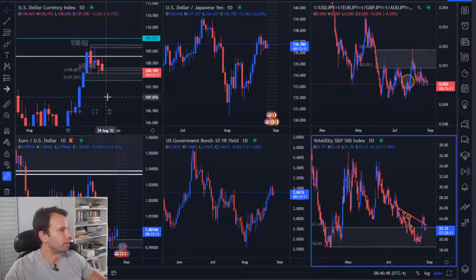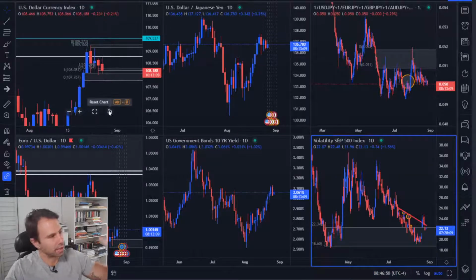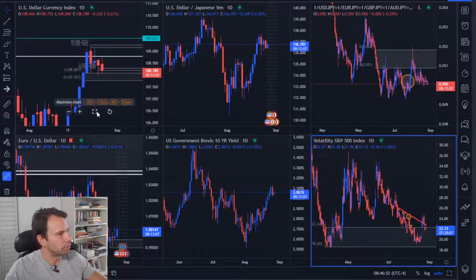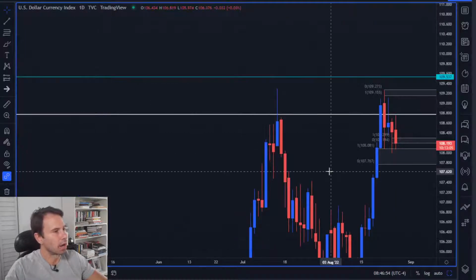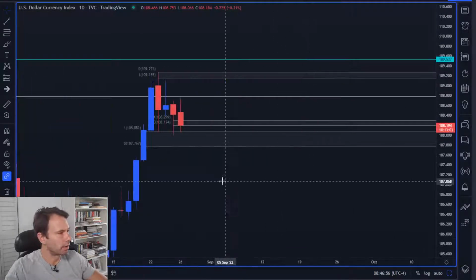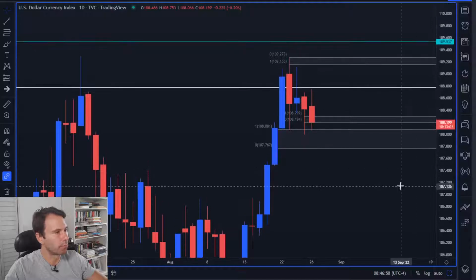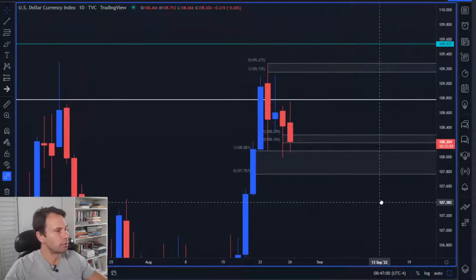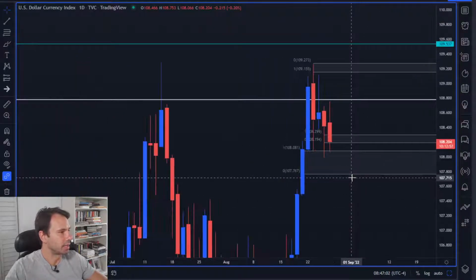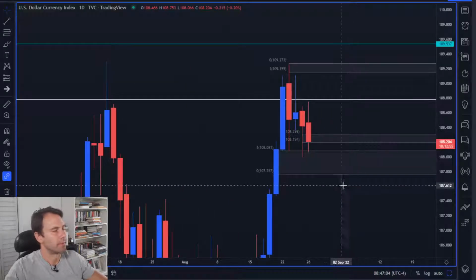Like always, I start top down with the daily chart, and I particularly like the dollar. The dollar is one of the most important charts that I use for my trading strategy.